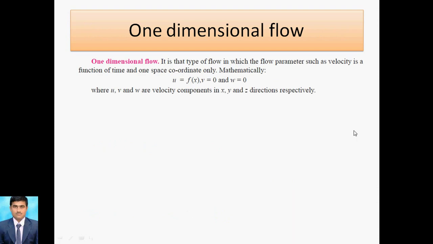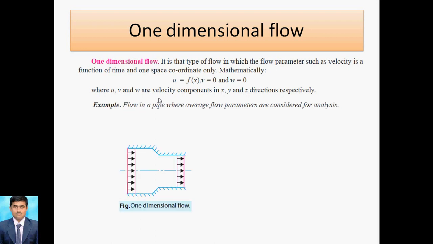Here the flow parameter, velocity, is a function of time and one space coordinate. That is called one dimensional flow, that is u is equal to f(x), and all other velocities are 0. That means v is equal to 0 and w is equal to 0. So that's why the velocity component becomes like this. An example is flow in a pipe, where the average flow parameter is considered in the flow analysis. That means we only consider the length parameter. So that is one dimensional flow.